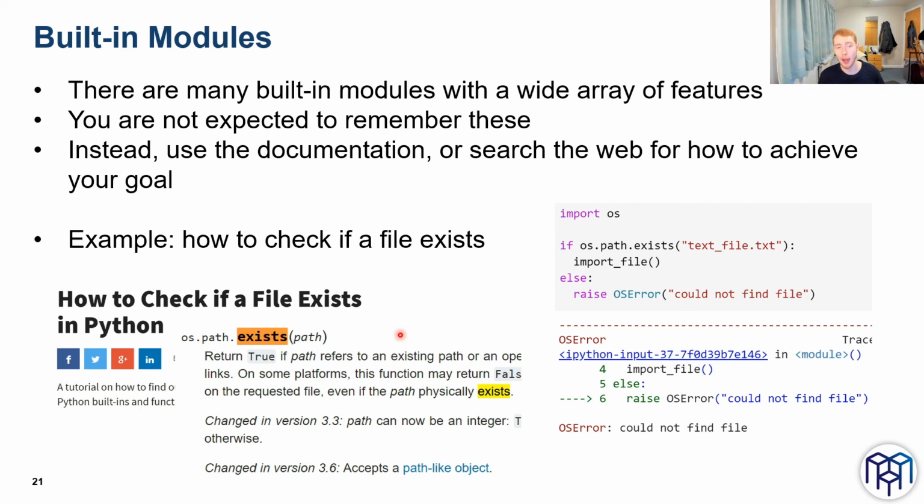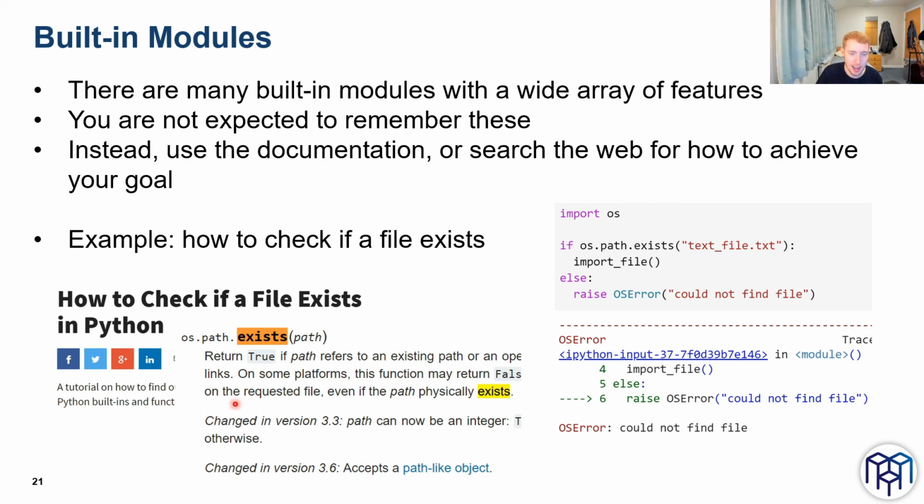So for example, if we have the problem, I want to check if a file exists, I would go on Google and search Python check if a file exists. And the first result I get is this tutorial here saying that I can use os.path.exists. So that's the OS module. There's a submodule called path, and then the function exists. So I can use that.